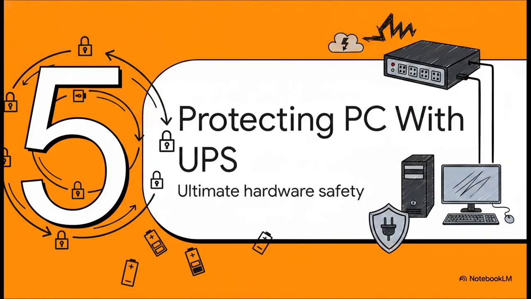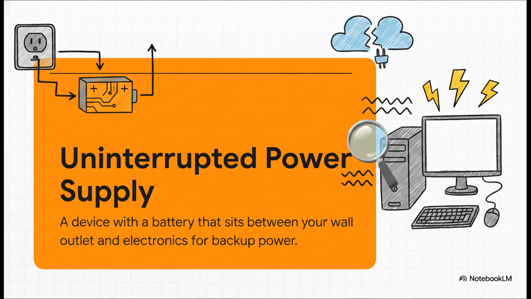Finally, Part 5. Protecting your PC with a UPS. This is your ultimate hardware safeguard. Look, we can be perfectly disciplined about shutting down properly ourselves, but what about things we can't control, like random power outages? That's where external hardware comes in, specifically a UPS, or uninterruptible power supply. This is basically a heavy-duty battery device that sits right between your wall outlet and your fragile computer components. It acts as a safety net, instantly providing backup power the moment a blackout hits.